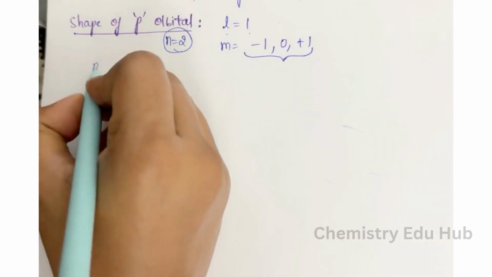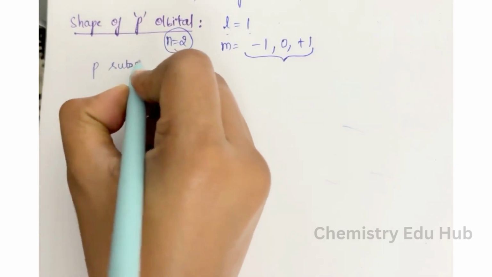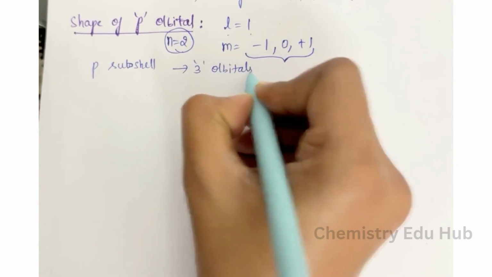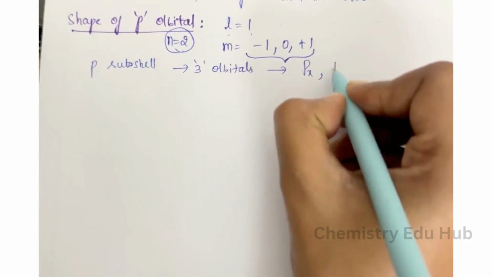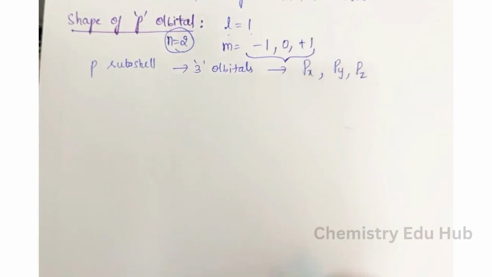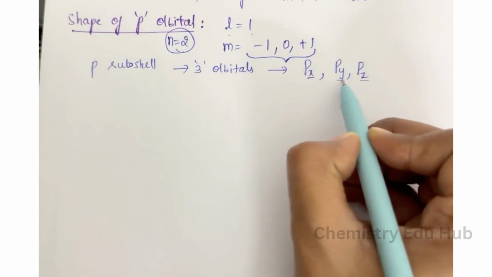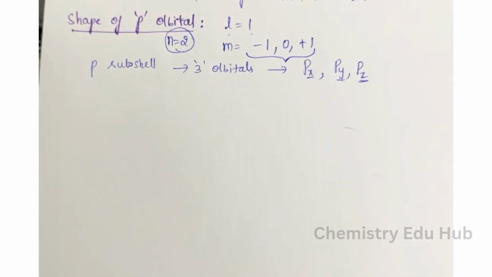So what does p subshell have? P subshell has 3 orbitals. What are those 3 orbitals? They are px, py and pz orbitals. Now what is this xyz? It is the distribution of electron along xyz axis.